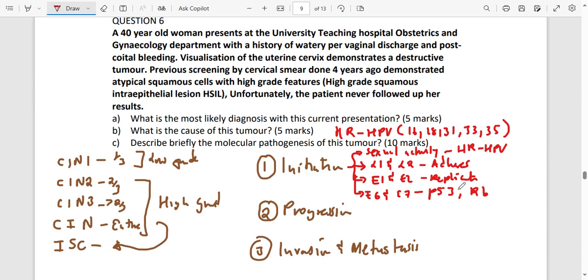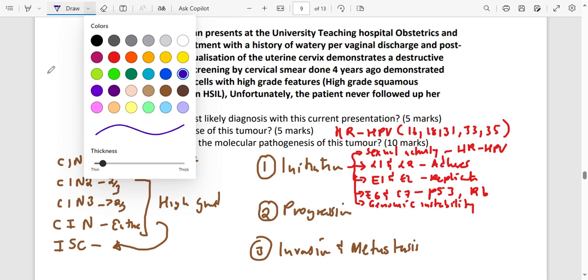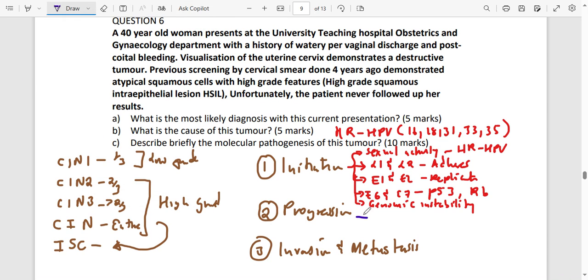When you inhibit them, what does that cause? There is genomic instability. That is the next thing. So this instability in the genome is going to result in genetic mutation and chromosomal alteration. Okay, and then there's going to be unnecessary division happening. And then after that, now we are going to go to the proliferation or progression of the condition.